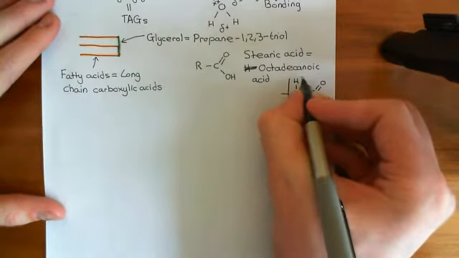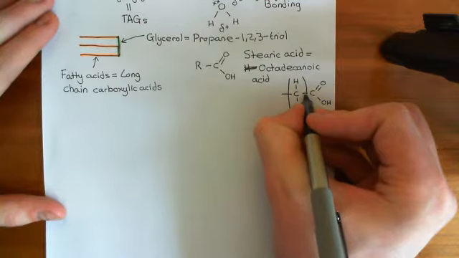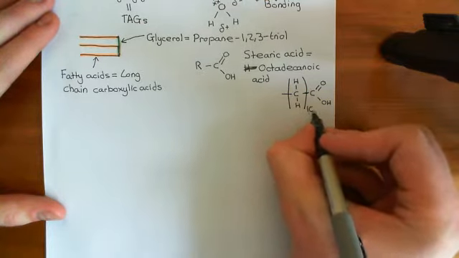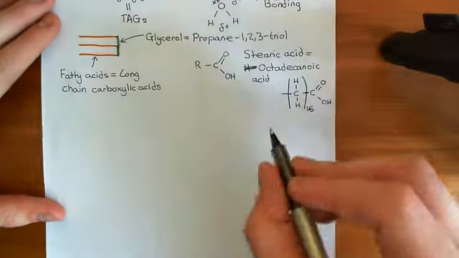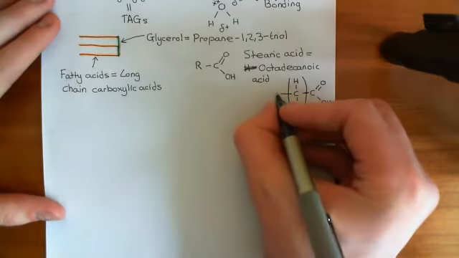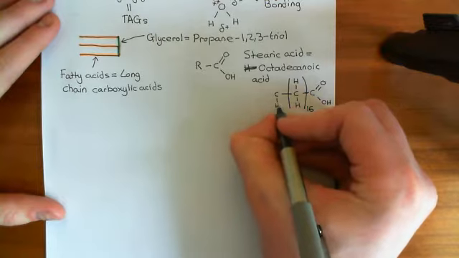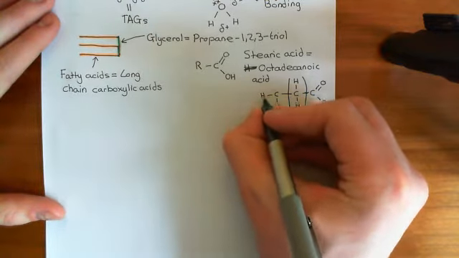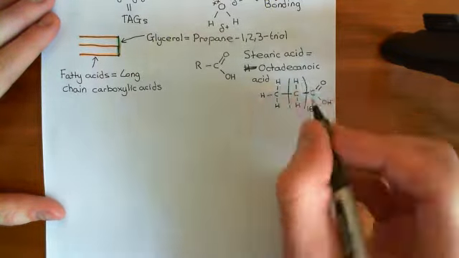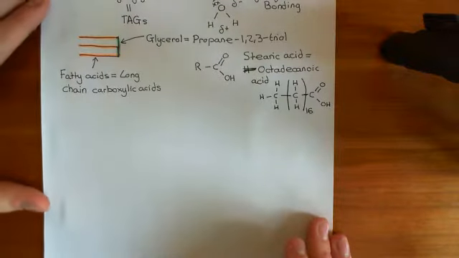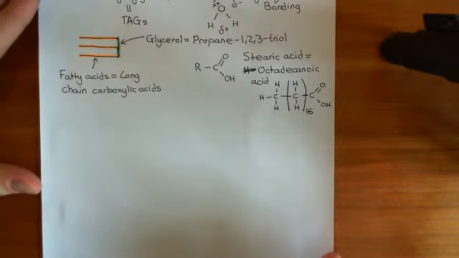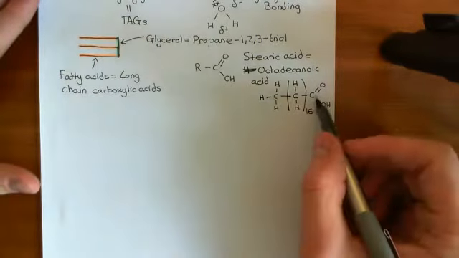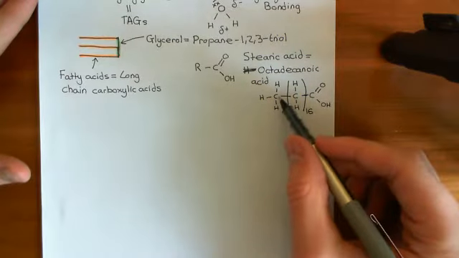I'm going to draw one methylene group, put brackets around it like so, and then subscript it 16 to mean take this and repeat it 16 times. Right on the end, we're going to end up with a methyl group. That is the structure of octadecanoic acid or stearic acid, an archetypal example of a long-chain carboxylic acid. We can see it's got a very, very long tail.